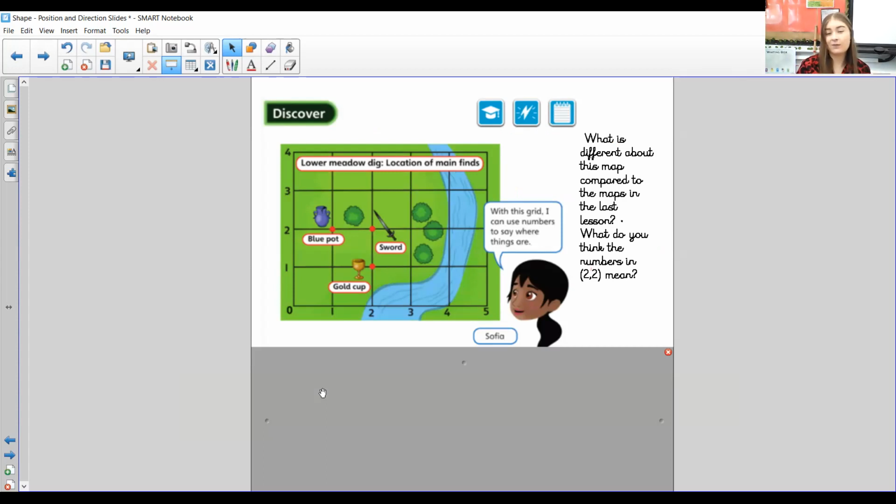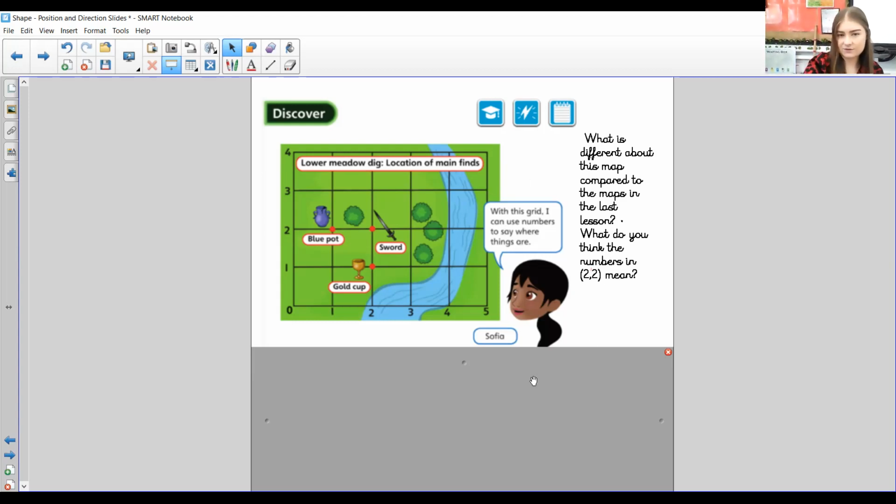I've already answered that question that I have on the board. What is different about this map compared to last lesson? Obviously, it's got a grid on it, although this time the grid has got some numbers. And now that we know that we're working with coordinates, do you think you can explain what you think 2 might mean? This bit here where it says 2 in brackets. Because that comes up in question B, I think.